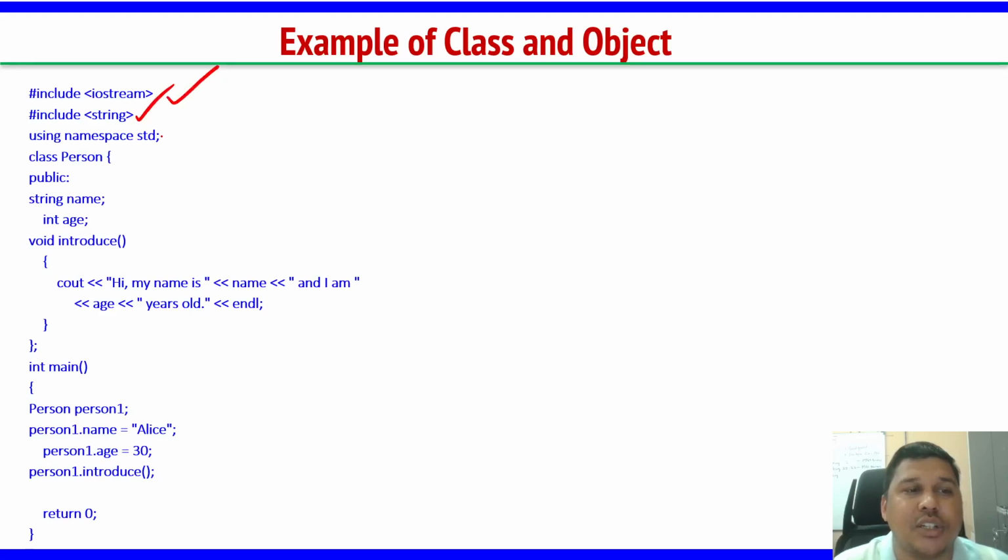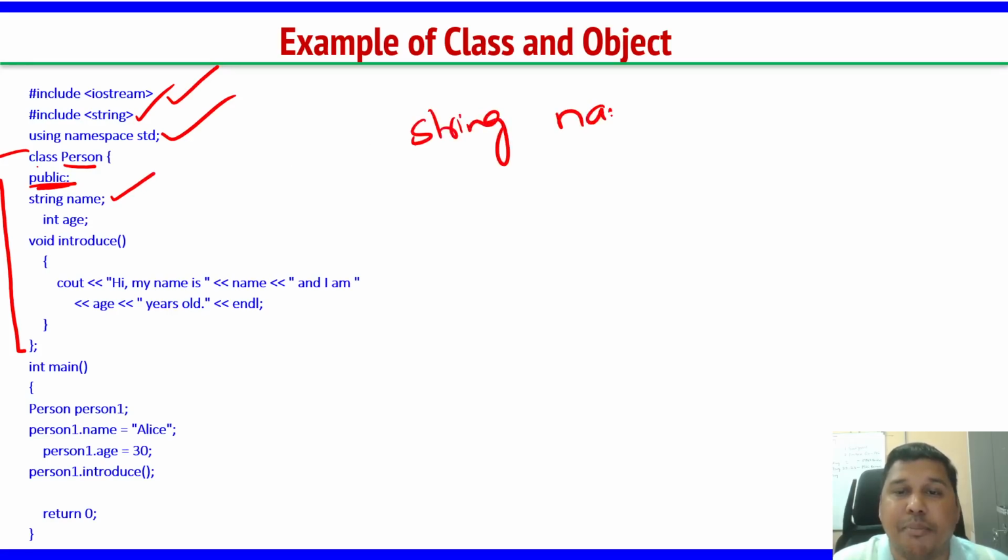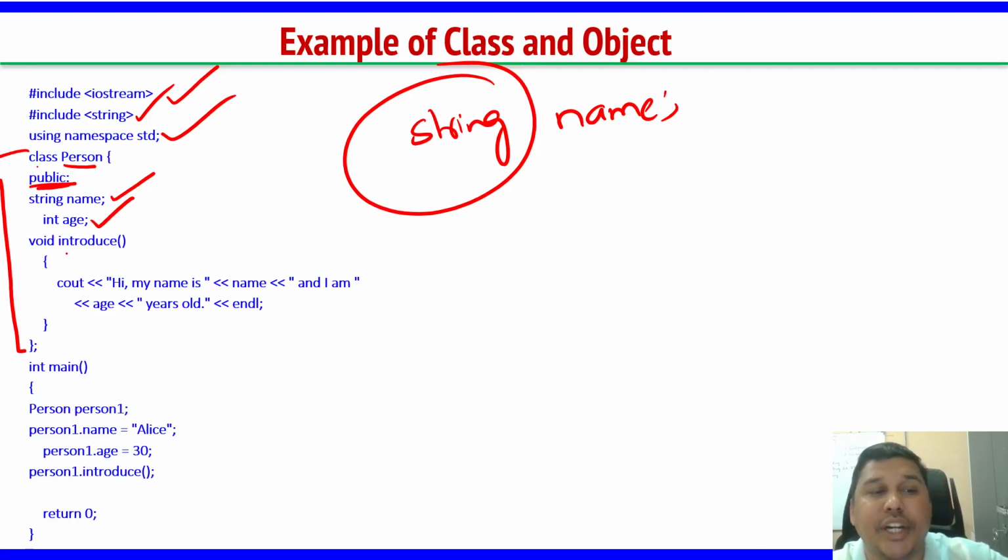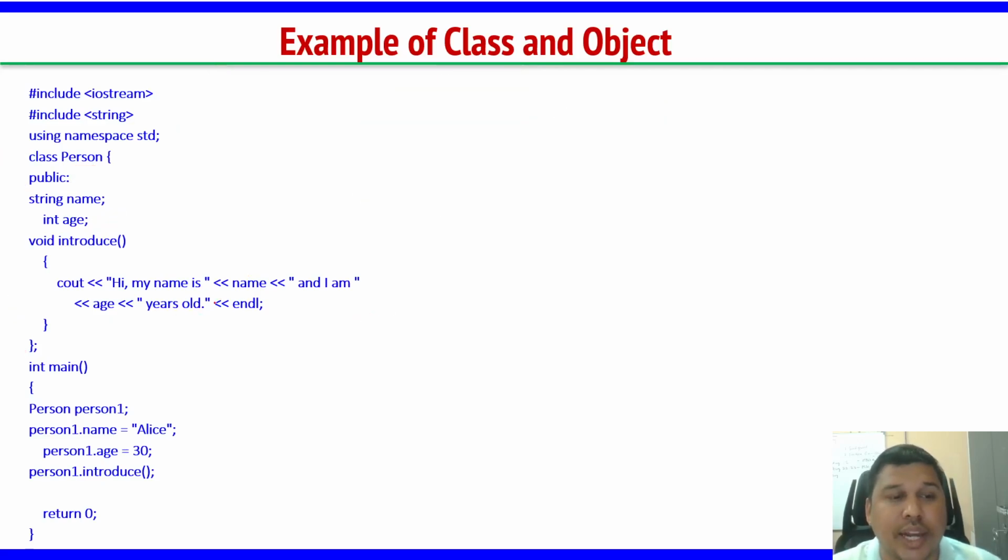iostream, string.h, using namespace std. See, I have created a class here, class Person. I have used the access specifier public; I'll talk about that. I have created a variable string name. I told you we have a data type string here. Then int age. Then I have a function, void introduce. What is it saying? Hi, my name is this variable name, and I am age years old. I hope you understood how we are combining this.